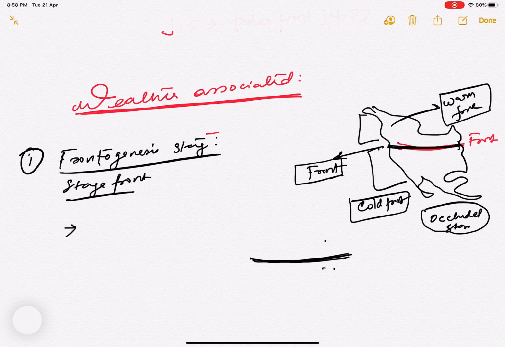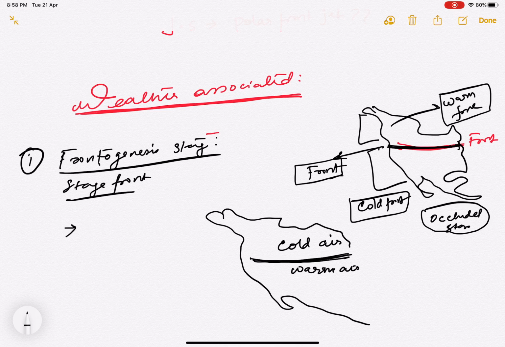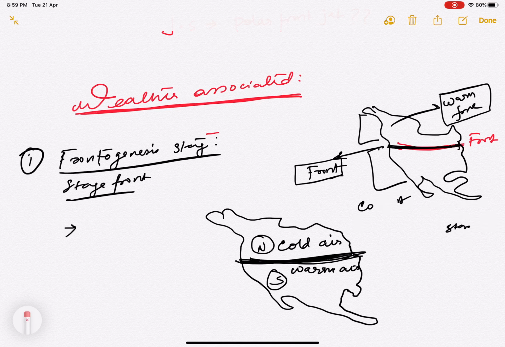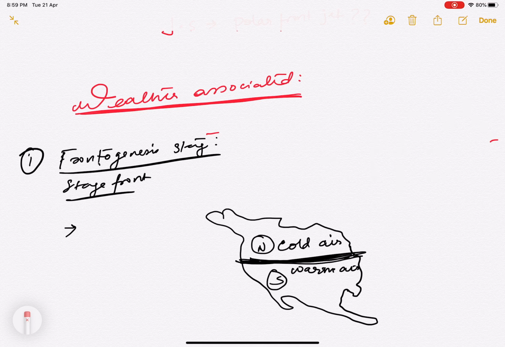This was your cold air and this is your warm air. In the very beginning of the stage, there was cold air and warm air. Cold air was in the north, warm air in the south. So first of all, there were no such climatic disturbances. Since there were no climatic disturbances, the weather was calm.